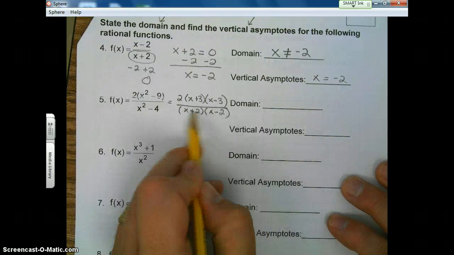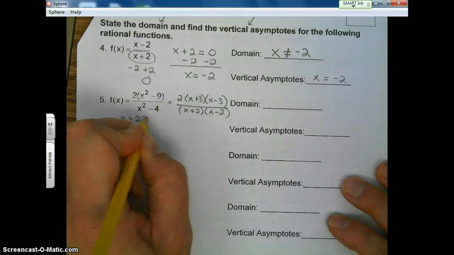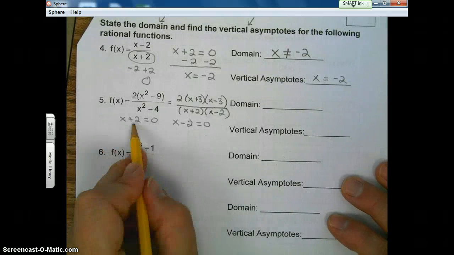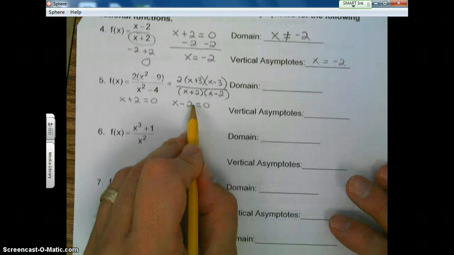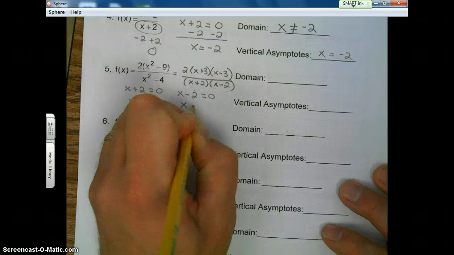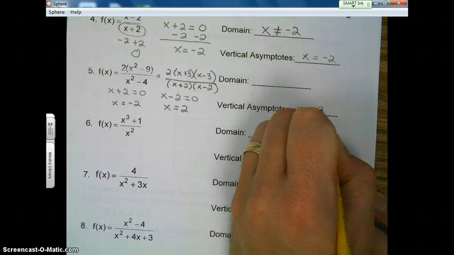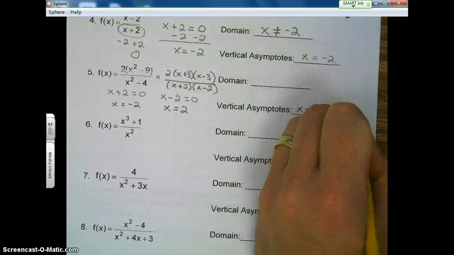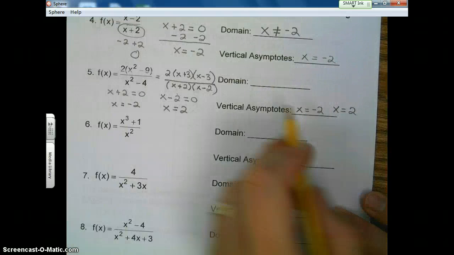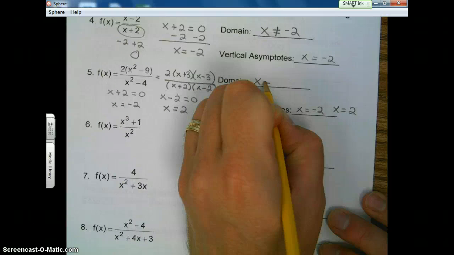But we do have two factors in the denominator, and so we set each of them equal to 0. Okay, so how many vertical asymptotes are we going to have here? 2. X equals -2 and x equals 2. X equals -2, we'll have one vertical asymptote. X equals 2, we'll have the other. So that means that the graph cannot cross a vertical asymptote. These domains are exceptions.